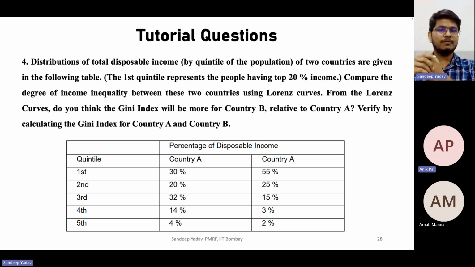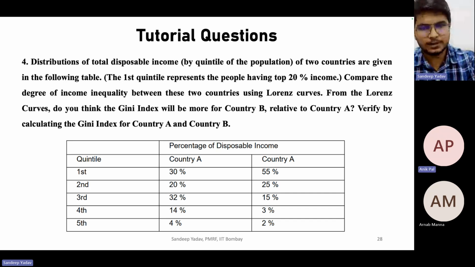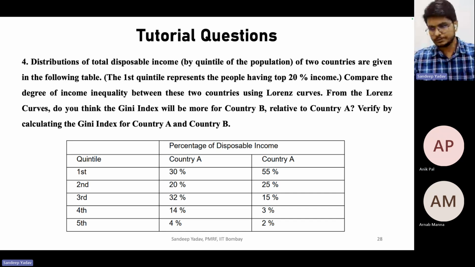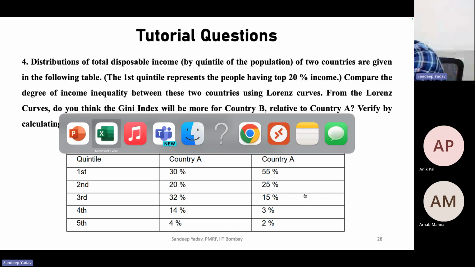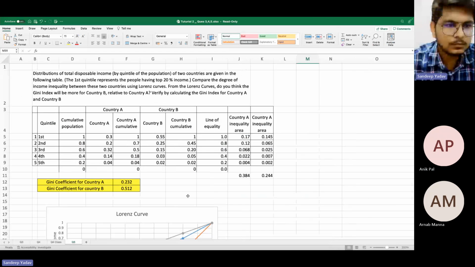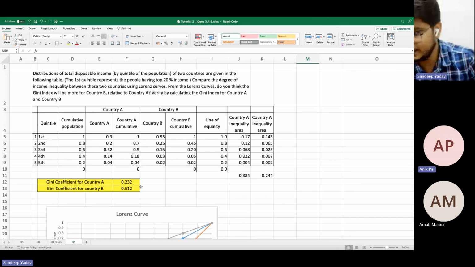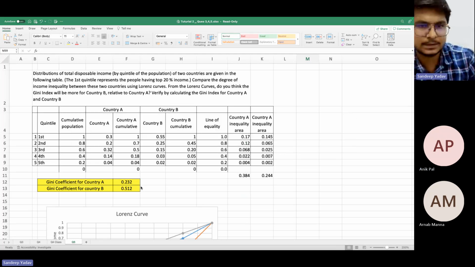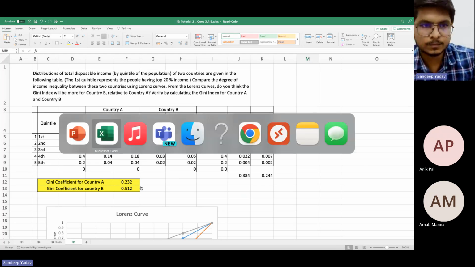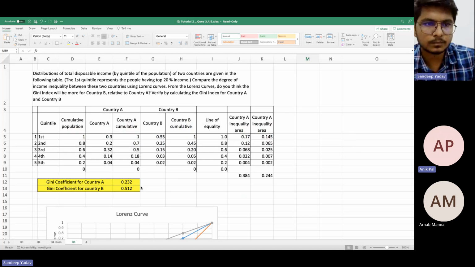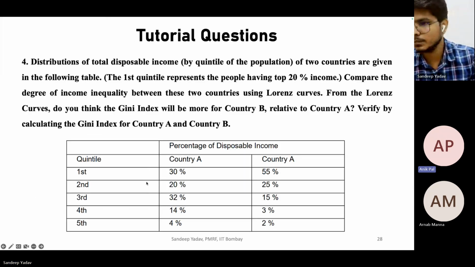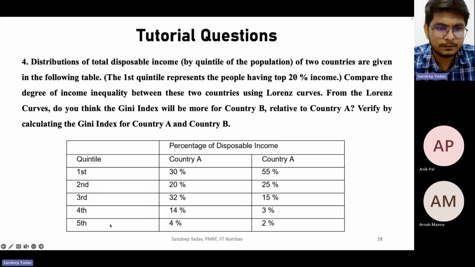Compare the degree of income equality. This is the comparison of two countries, and we have to calculate the Gini coefficient of both the countries. Okay, so let's solve it. As we have been given the first, second, third, and fourth quintile, if you have any doubt, you can just see it again. First, second, third, fourth, fifth quintile is there, and the cumulative will always be 100%.